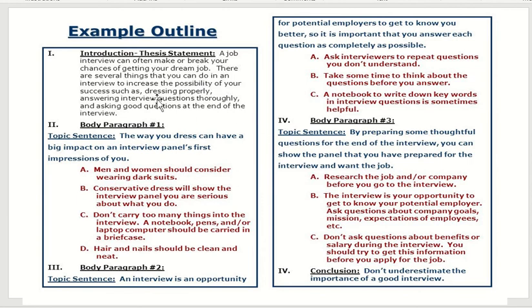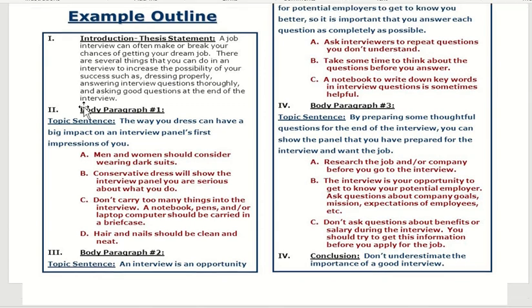The first one, we talk about dressing properly. Second one is answering interview questions. And third one is asking good questions. Immediately we know: number one is dressing, number two is answering questions thoroughly, and number three is you have to ask good questions. Okay, do you understand?